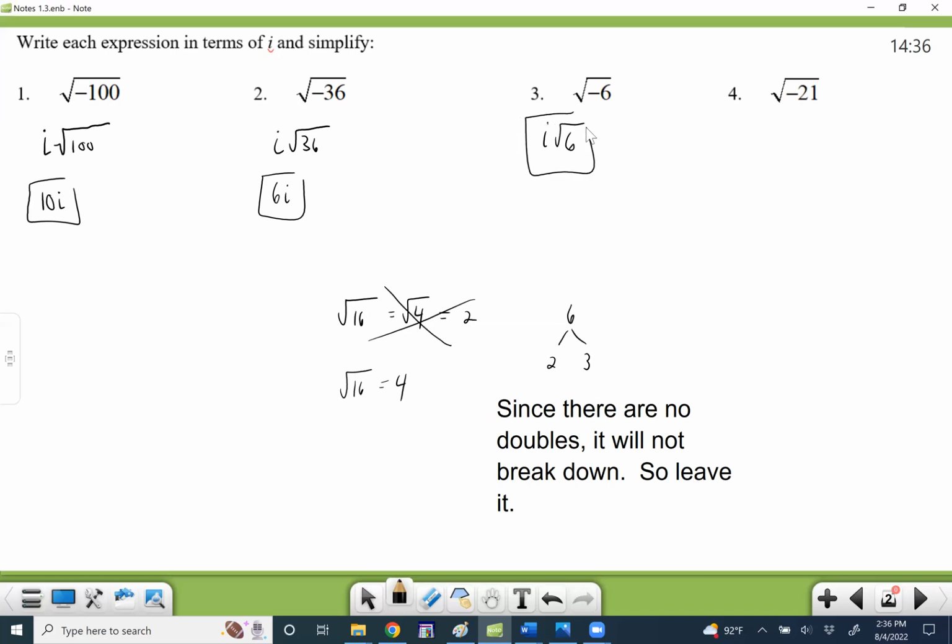Okay, number 4. So we're going to pull out the i and we're going to make it positive, root 21. And again, if you take 21, you break it into its prime factorization, it's 3 times 7. There's no doubles, which means just leave it alone.